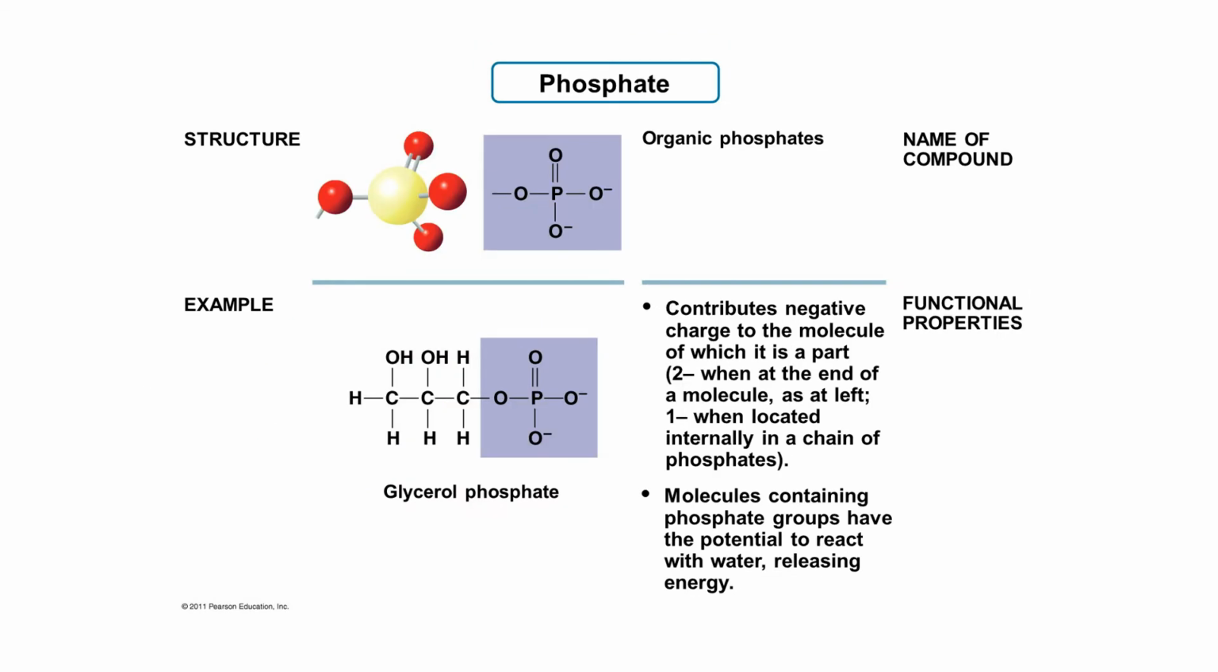Your phosphate group. Your phosphates are also polar. So notice here, you have oxygen, phosphorus, oxygen, phosphorus, oxygen, phosphorus, oxygen. So you basically end up with this big polar functional group that ends up with this negative charge at the end of the molecule. So something like glycerol phosphate, that makes this end of the molecule very polar.